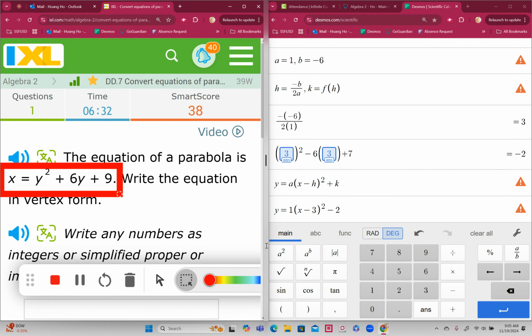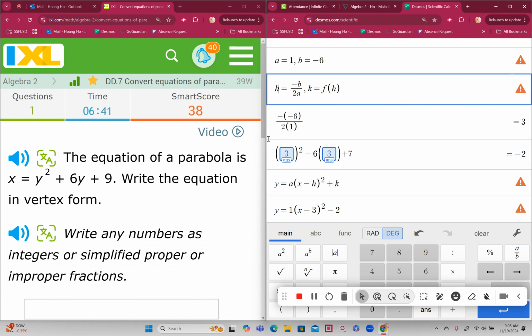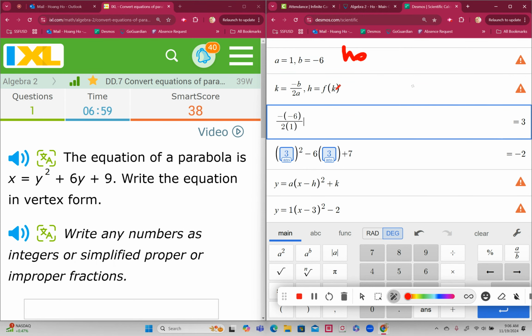Okay. So in a horizontal parabola, the formula changes a little bit over here. When you find this, k equal negative b over 2a. And if you want to find the h, then you substitute it into the k and you find it. Because now it's a horizontal parabola. Okay, so here we go. Horizontal parabola.